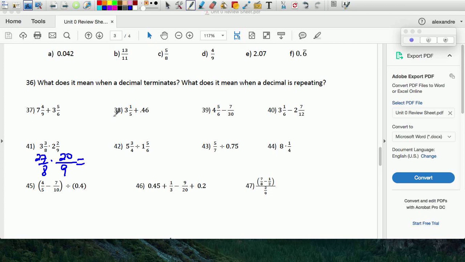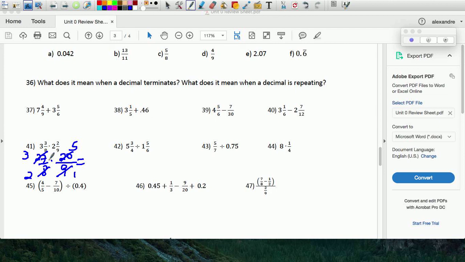Simplify before you multiply. There's definitely things you can simplify. 27 and 9, definitely you can do something about it. Let's divide 9 by 9. I get 1. 27 by 9, I get 3. 8 and 20, they're both even, so I definitely know I can divide by 2, but I can also divide them by 4. 20 divided by 4 is 5. 8 divided by 4 is 2.